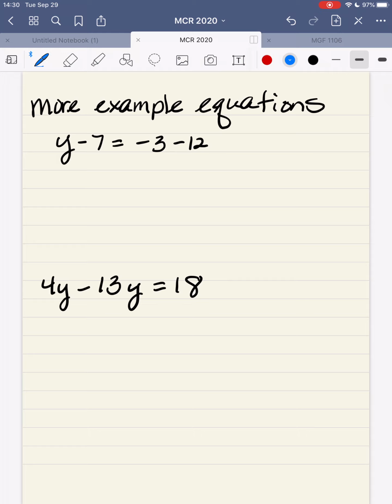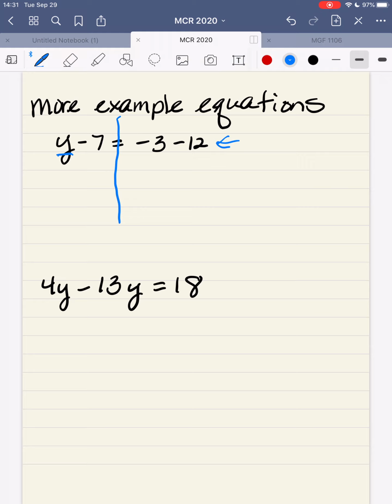Right, so here I have y minus 7 is equal to negative 3 minus 12. First, I want to identify where my y is at, and my y is right here. And remember, my goal is to have y on one side and everything else over to the other. Before I start moving anything across this equal sign, I want to combine like terms on either side if I can. So y and 7, they're not like terms, so I can't do anything with that. But I have a negative 3 minus 12 over here, and I can go ahead and combine them, so I'm going to do that first.